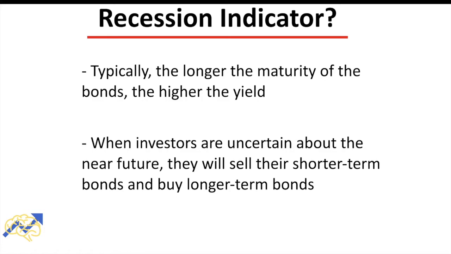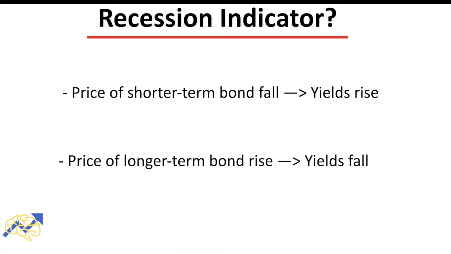When they are uncertain about the near future, they will sell their shorter term bonds for longer term bonds. And when many investors sell their shorter term bonds, this would cause the price of shorter term bonds to fall and thus cause the yields on these shorter term bonds to rise. And because of the increase in demand for longer term bonds, this would increase the price of the longer term bonds. And when the price of longer term bonds rise, this would cause their yields to fall. So over time, as the yields on the shorter term bonds rise and the yields on the longer term bonds fall, this would create an inversion of the yield curve.